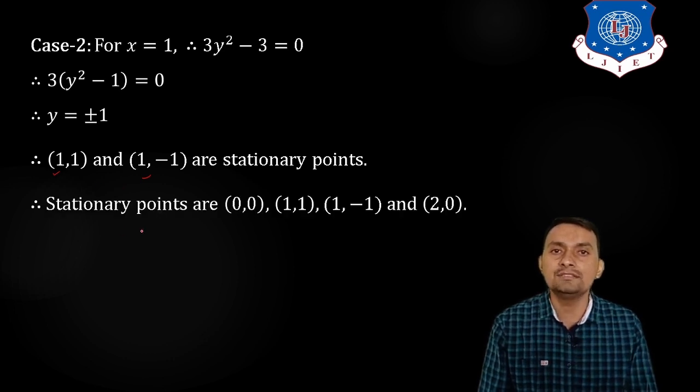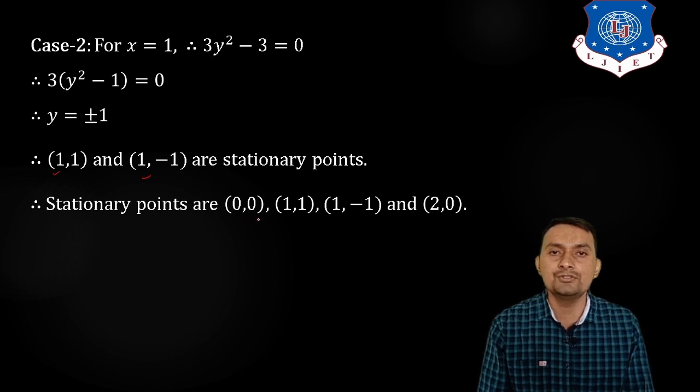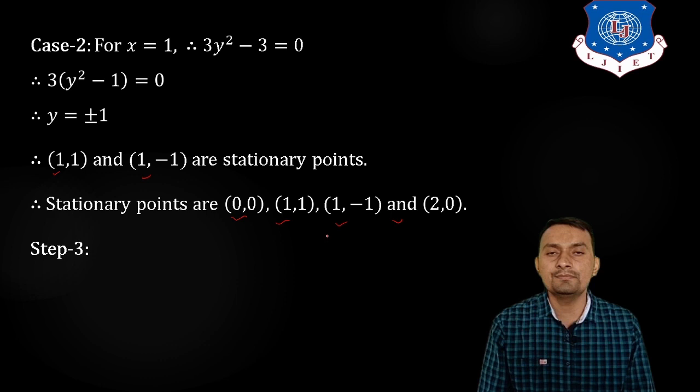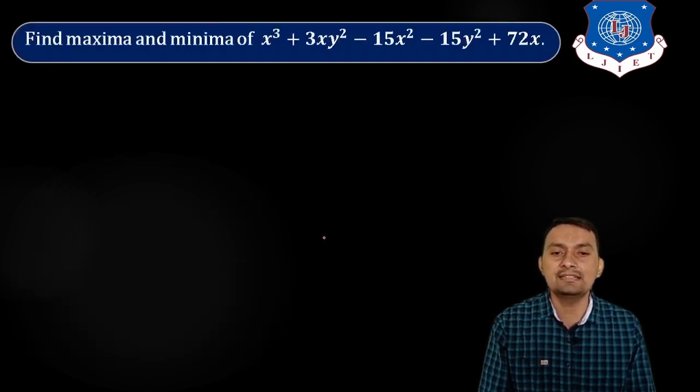So overall we have the stationary points (0, 0), (1, 1), (1, -1) and (2, 0). Now we need to consider r, s, t at each particular point, and after that we will decide whether rt minus s squared is positive or negative. For simplicity, I'm just going to consider this table. So let us see this table.